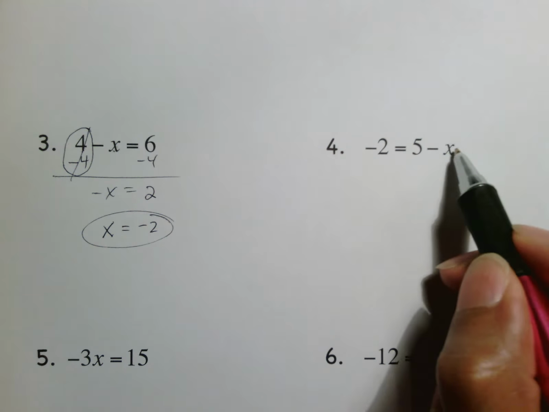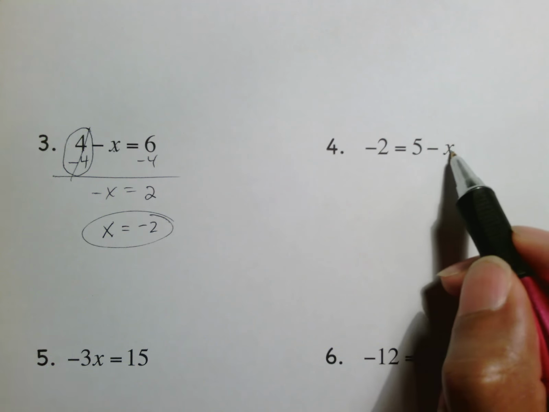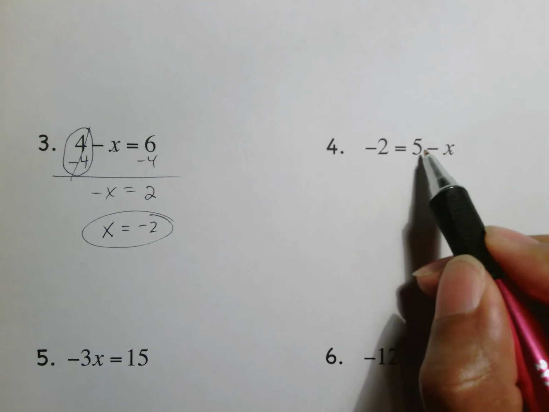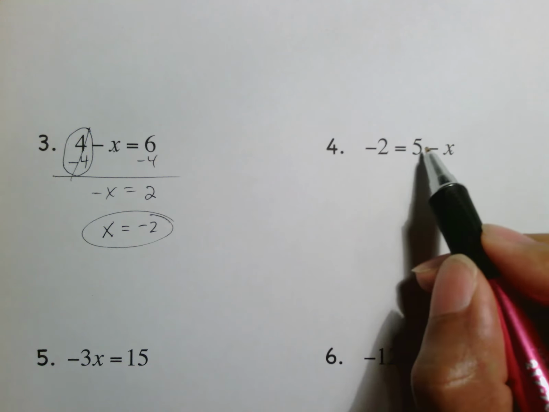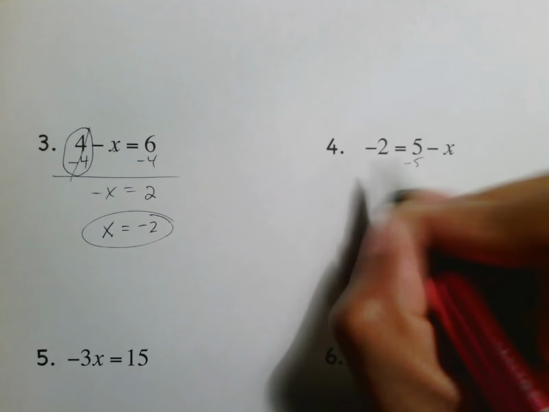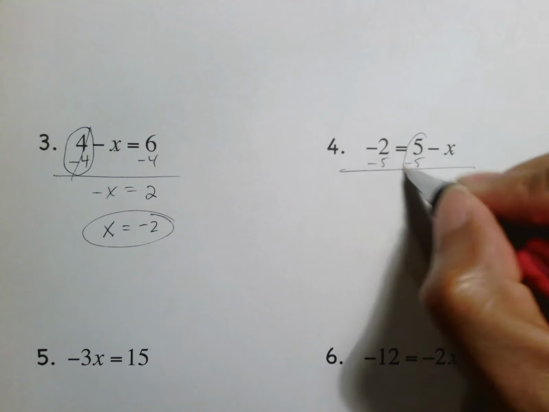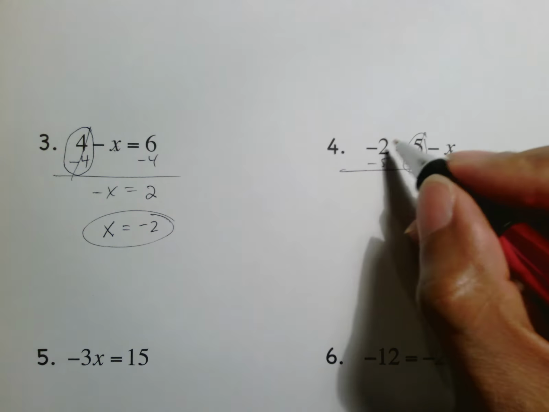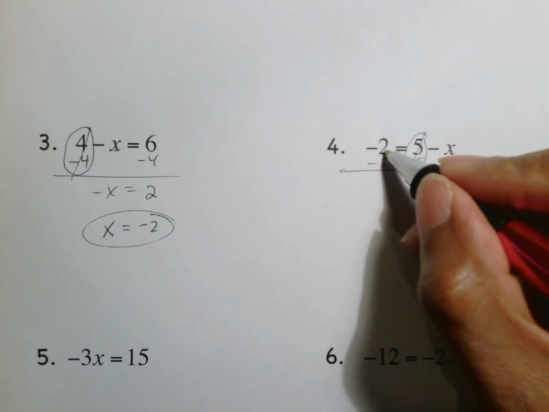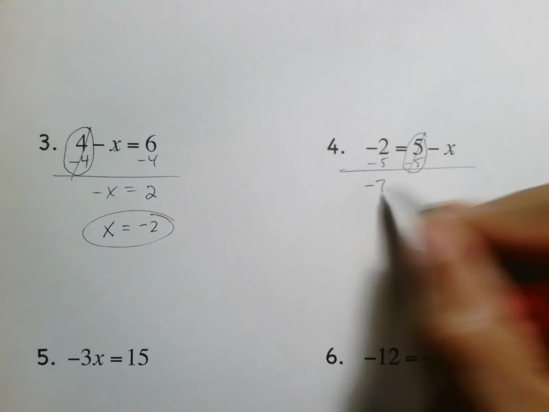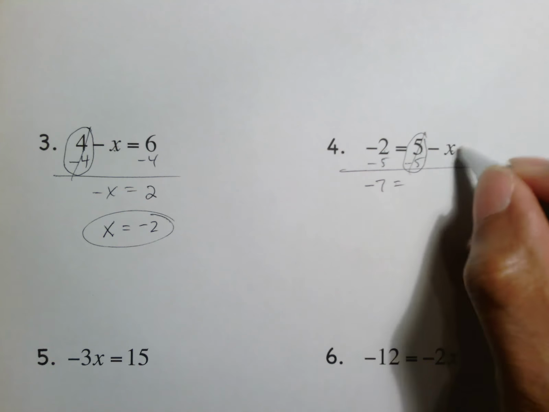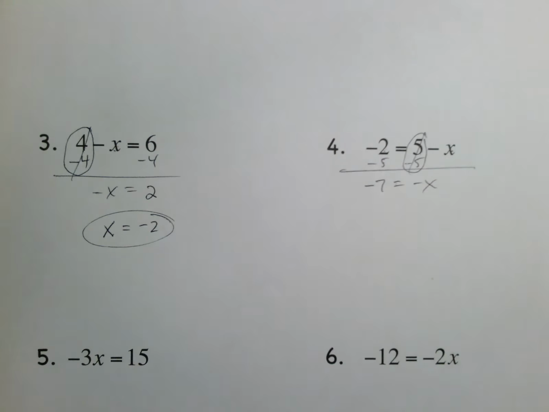Looking at number 4, here's my x. Again, always locate your x, and the number that is with x right now is the positive 5. The way we get rid of the positive 5 is by adding a negative 5 to both sides. These two 5s cancel out. Negative 2 and negative 5, remember nothing cancels, so they all work together to get negative 7 equals, and remember this is a negative x.